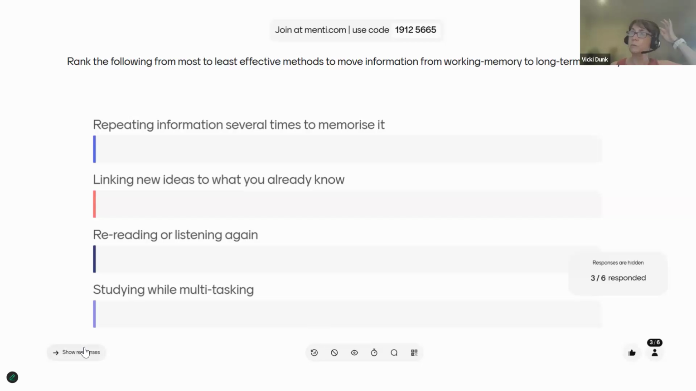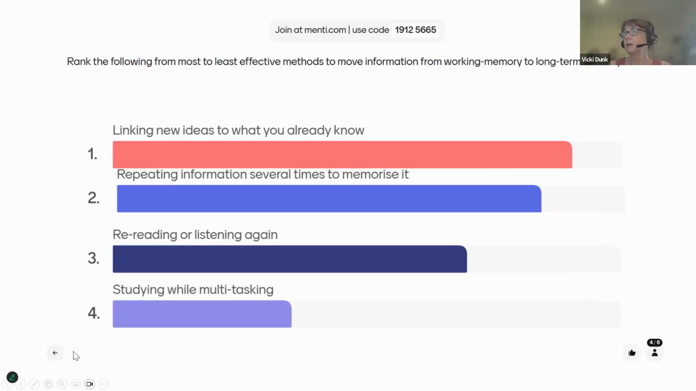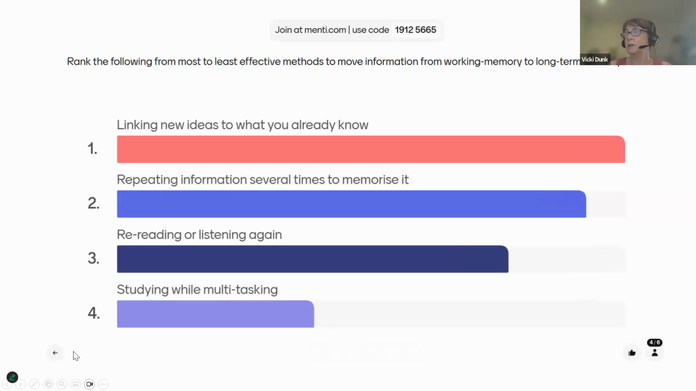All right, let's have a look and we'll talk about it. And you can feel free to weigh in while I'm chatting about it. I agree that linking new ideas to what we already know is going to be the most effective, and we would call that a deeper processing strategy. Okay, we're trying to have a more deep understanding of the thing rather than just remember it.